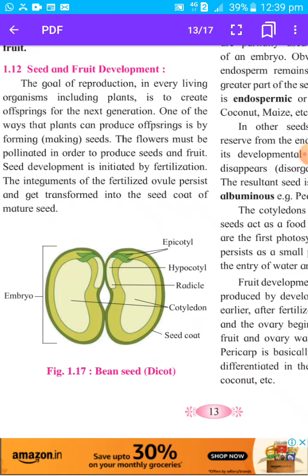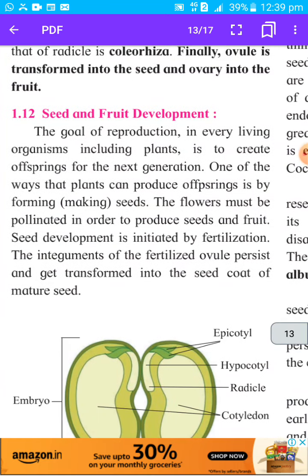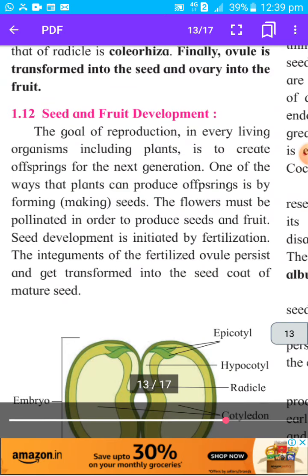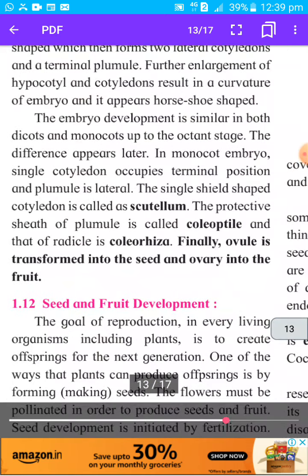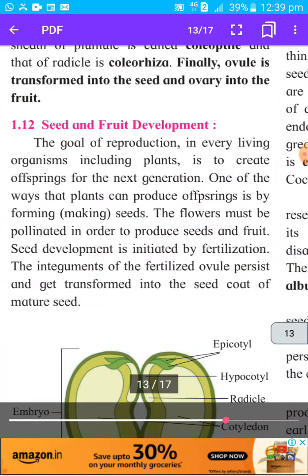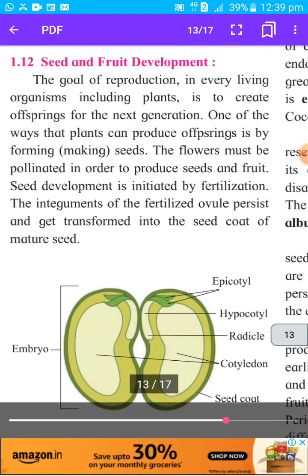Okay, so today we will study the last part of our lesson, seed and fruit development. As we know, in the last period we studied the development of the embryo and the development of the nutritive tissue, endosperm. So the embryo finally converts into seed and the ovary finally converts into fruit. So let us study seed and fruit development.